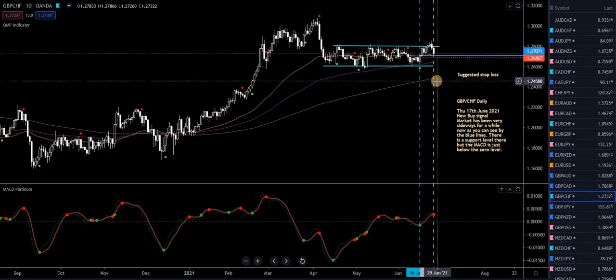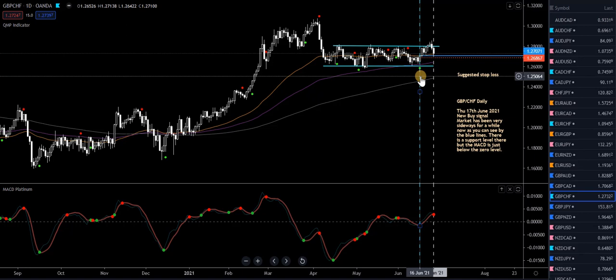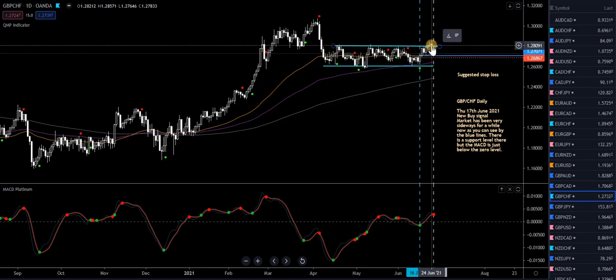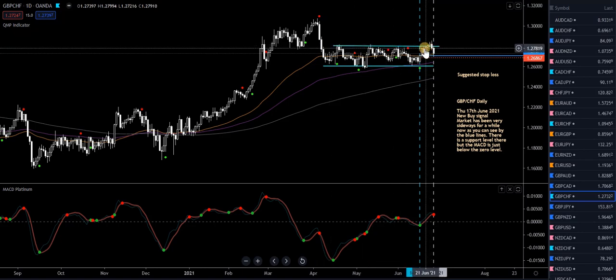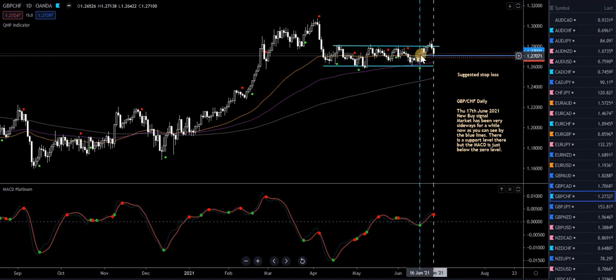Pound Swiss. Buy trade from back here. It went up, went up, went up. MACD platinum went through the zero level and reached its previous high. Combination of those two things, you would have closed half and brought your stop up, which I show there, hence it's that light blue.